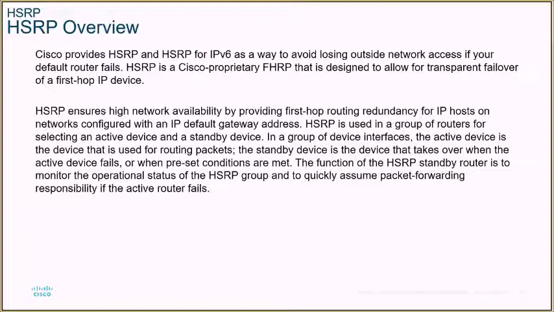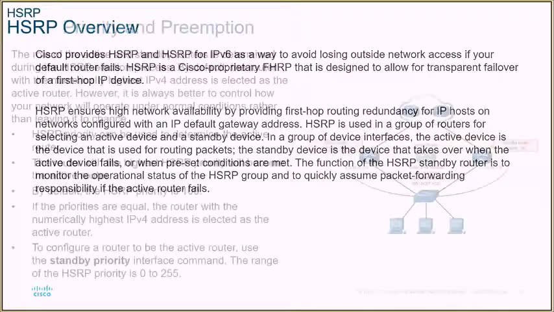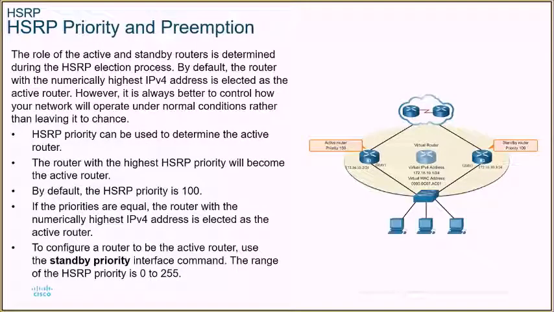In a group of device interfaces, the active device is the device that is used for routing packets. The standby device is the device that takes over when the active device fails, or when preset conditions are met. The function of the HSRP standby router is to monitor the operational status of the HSRP group and to quickly assume packet forwarding responsibility if the active router fails. Okay, now there are some settings you can do.